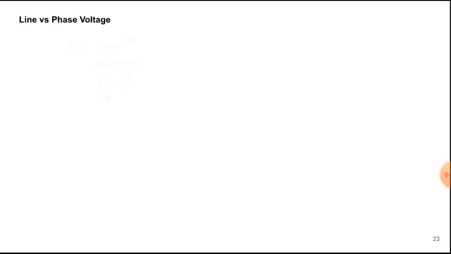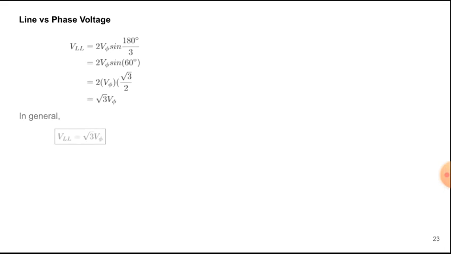So what's the relationship of line and phase voltage? The magnitude of the line voltage, from our formula before, is twice V phase times sine of 180 degrees divided by 3. Why 3? Because this is a three-phase system. So 180 divided by 3 is 60 degrees, and the sine of 60 degrees is square root of 3 over 2. If we multiply it with twice V phase, we come up with square root of 3. Square root of 3 is very important in three-phase systems. You will see this one very often. So where does it come from? It comes from this one. It's the relationship between them.